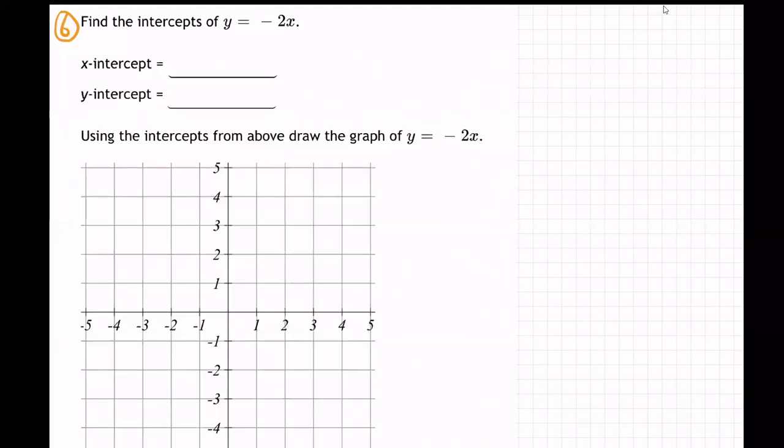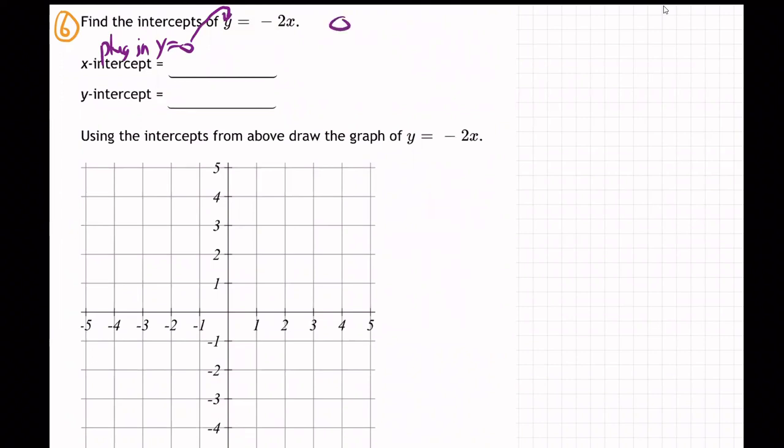Okay, so on this question, it's asking us to find the intercepts of y equals negative 2x, and then it says use the intercepts from the above graph. Okay, well, how do we find intercepts? Well, to find an x-intercept, you plug in y equals 0.